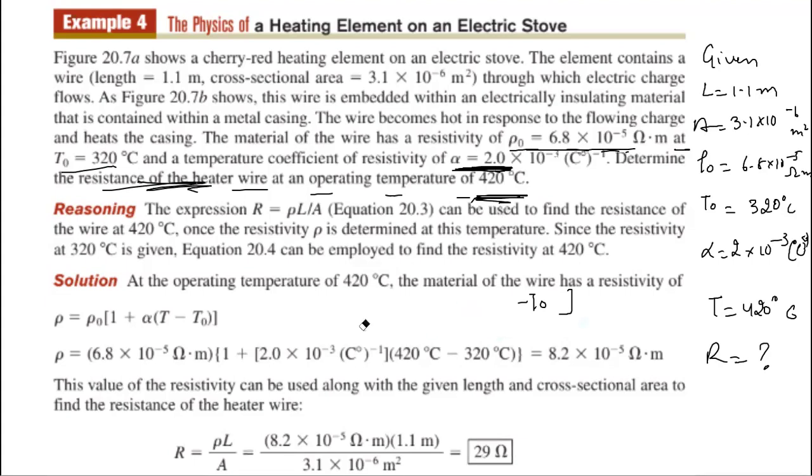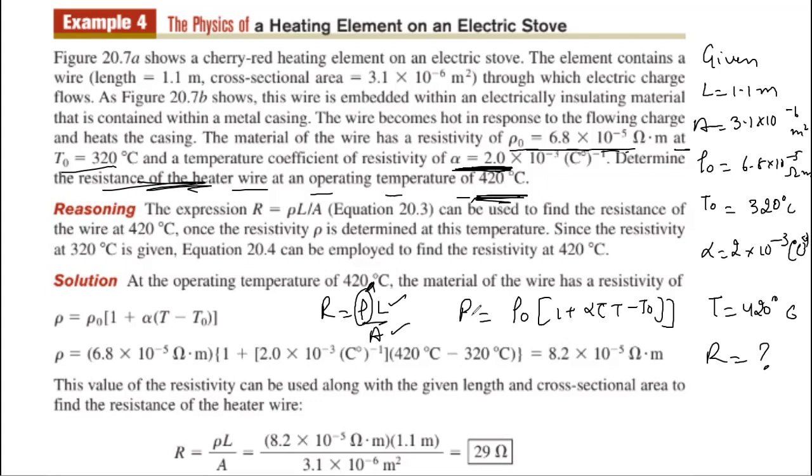Let's say we have this thing. So let's first of all find rho, because I have to find R, and R is equal to rho L upon A, right? But rho is not here. Okay, so L is given to me, A is given to me. So how can I find rho? So rho I can find using this formula, rho naught (1 plus alpha (T minus T naught)). So this you will do, right?